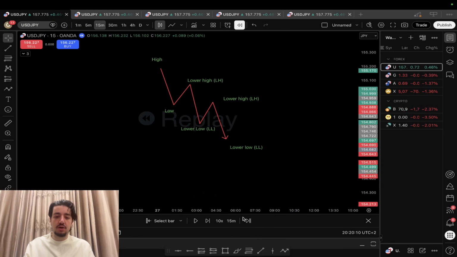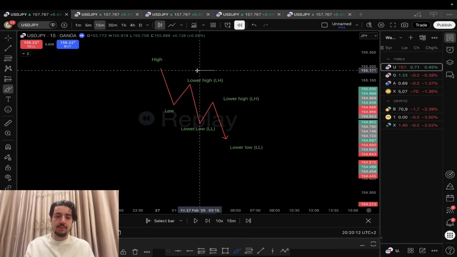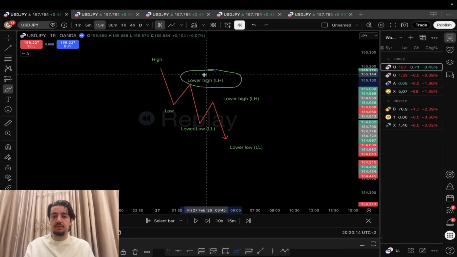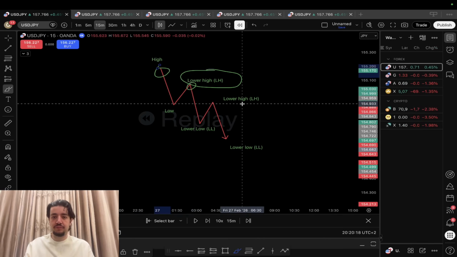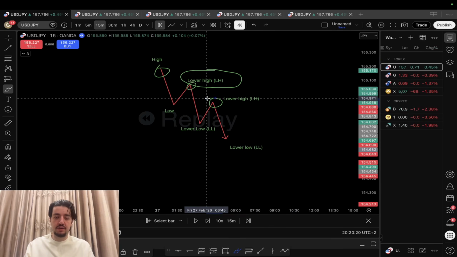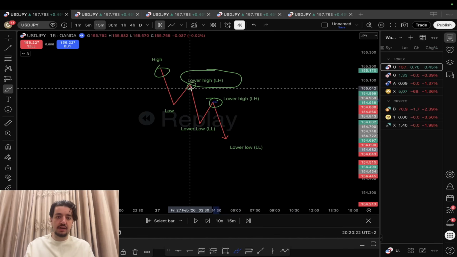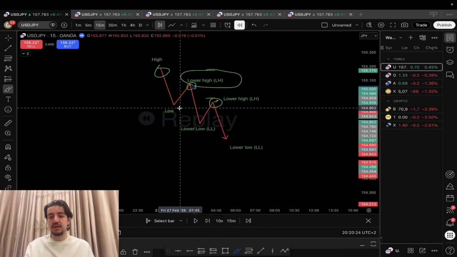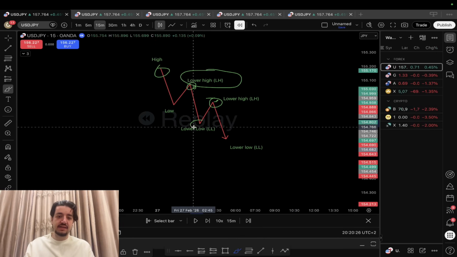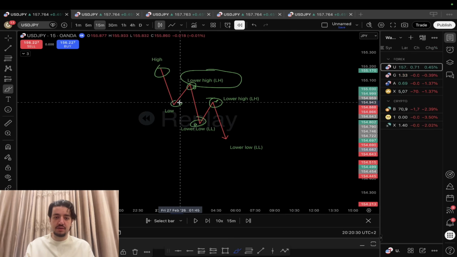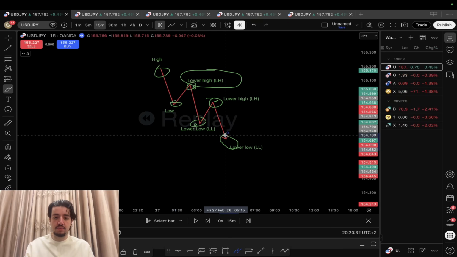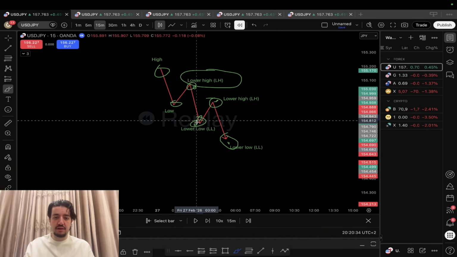Now, why is this called a lower high? You might be wondering, why is this called a lower high? Because this high right here is lower than this high. Why is this called lower high? Because this high is lower than this high. Same concept for the lower low. Why is this called a lower low? Because this low is lower than this low. Why is this called a lower low? Because this low is lower than this low.